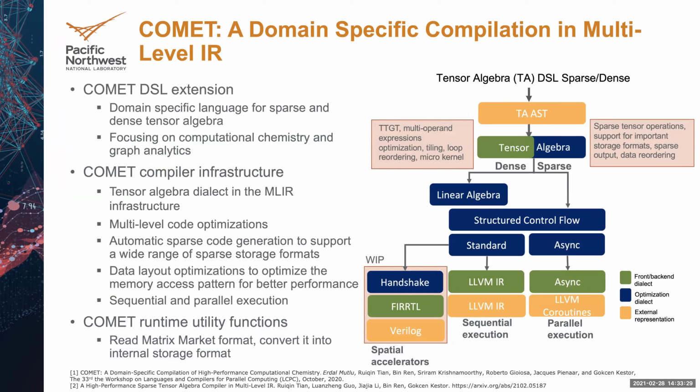On the right-hand side, we can see the compilation pipeline of the COMET compiler. We have a DSL that targets tensor algebra operations for dense and sparse computation. The COMET compiler is based on MLIR and does several multi-level code optimizations. Its goal is to generate efficient code targeting heterogeneous systems for sparse and dense computation. During this presentation, I will go into the details of the two pipelines for dense and sparse, and I will show some experimental results on the performance of the generated code.